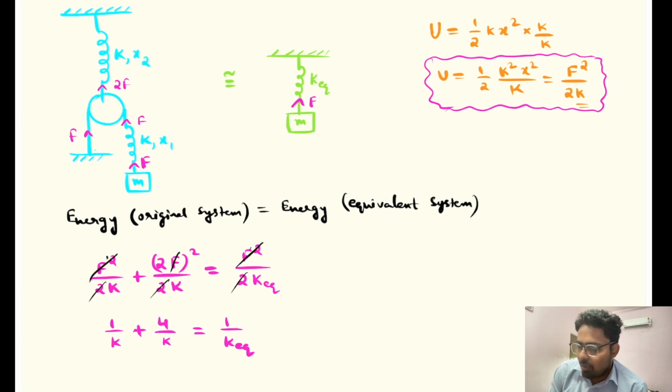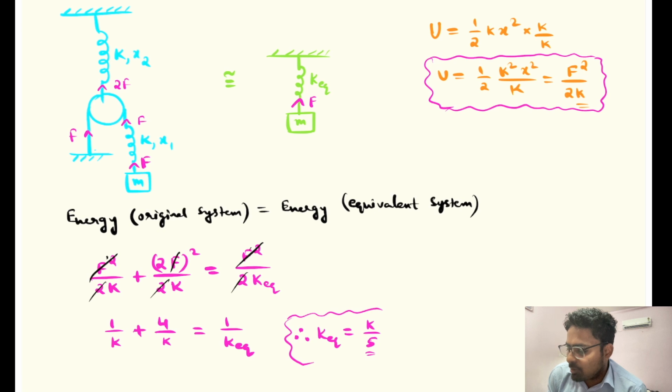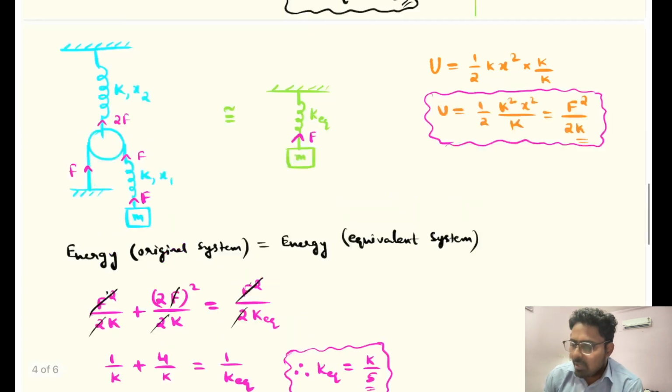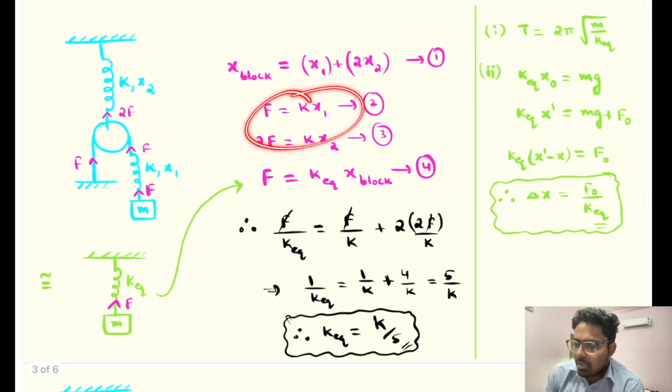So from here what will we get? Obviously, it will be 5 by k. 5 by k equal to 1 by k equivalent. So therefore, what's the value of k equivalent I got? k by 5. See, within just two steps, we are able to get the k equivalent without using any superposition theorem or any force equations and all that stuff.